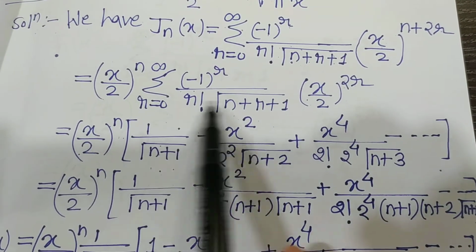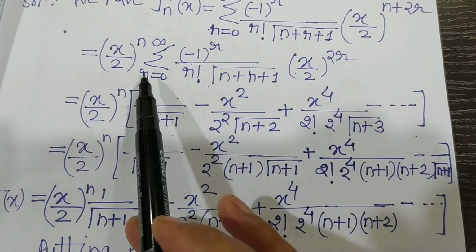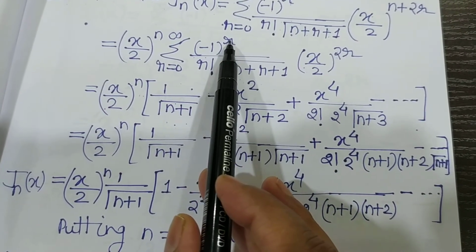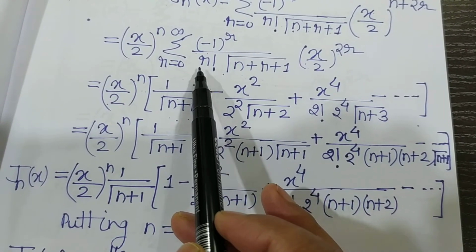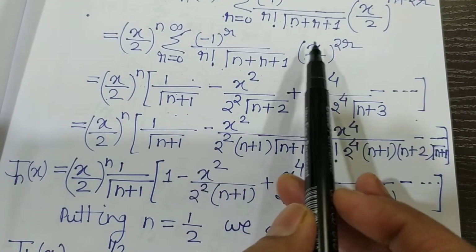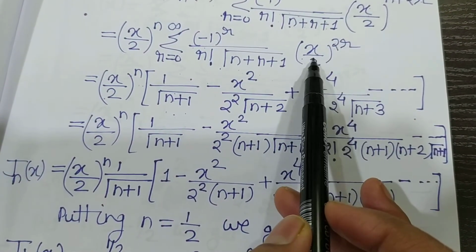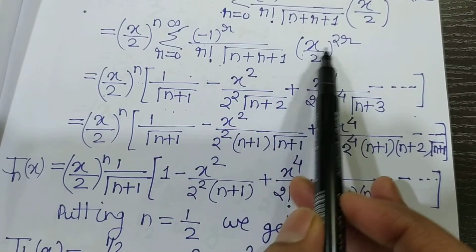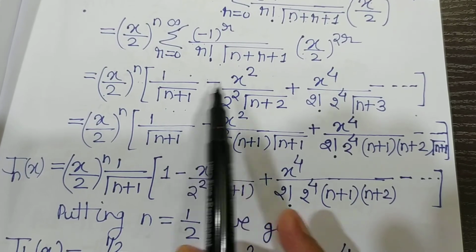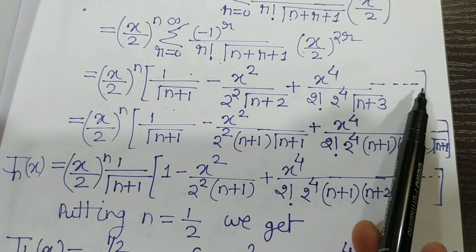Now simplify the sum. So put r equal to 0, 1, 2, 3 like this. Now for r equal to 0, we have minus 1 to the power 0, which is 1, 0 factorial again 1, gamma of n plus 1 only. Then x by 2 raised to 0 is 1. So for r equal to 0, the term will be 1 upon gamma of n plus 1. Likewise, we write the term for r equal to 1, r equal to 2 like this.